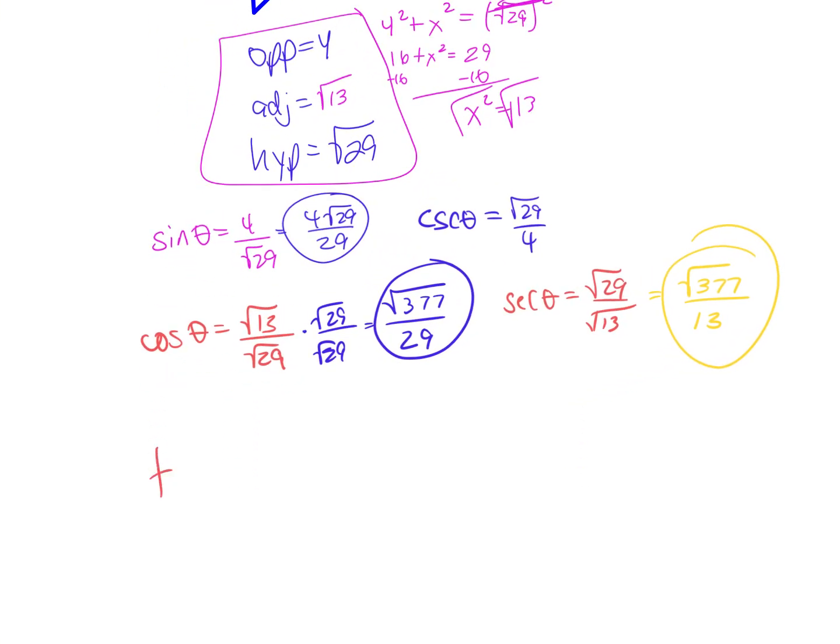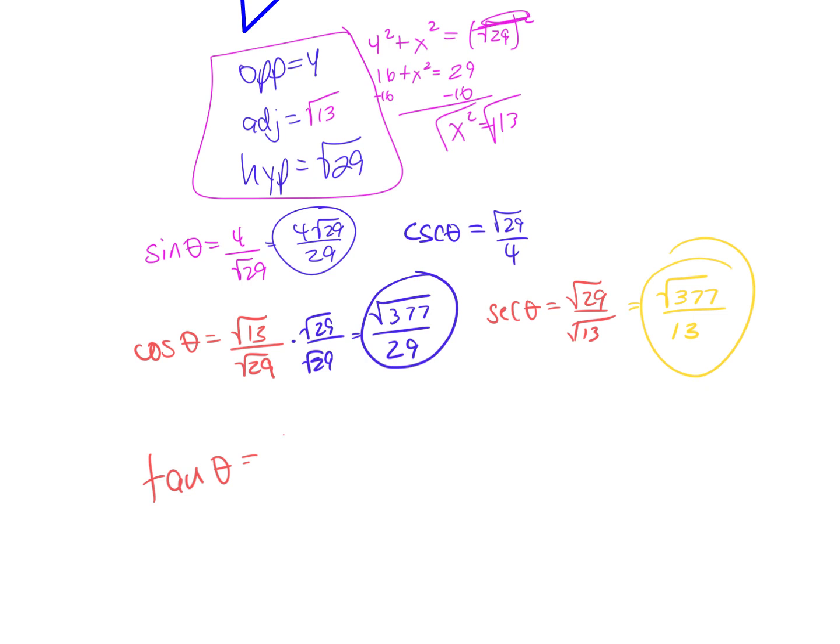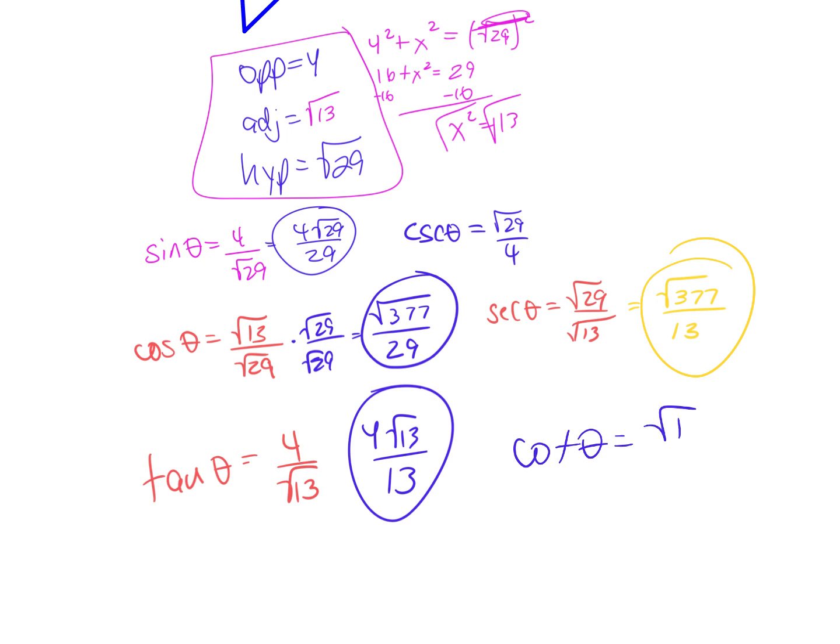And then now we have our tangents. What's tangent? Opposite over adjacent. All right, so that's okay for the web, but for Mrs. Meadows, this needs to be 4 square root of 13 over 13. Our cotangent would be the square root of 13 over what? Yep. And again, this should be a big old review.